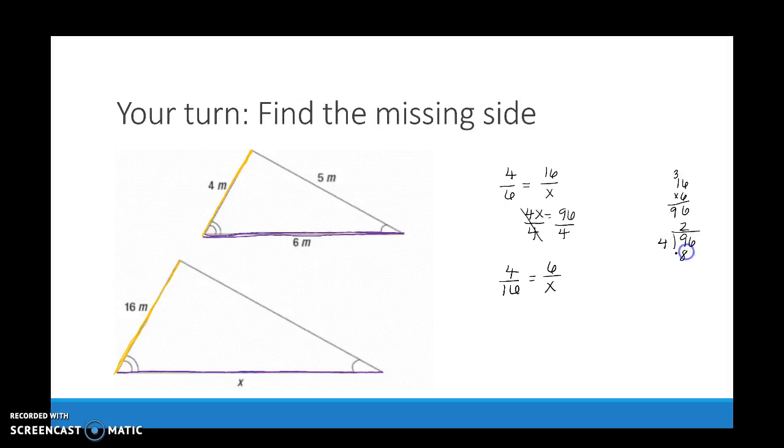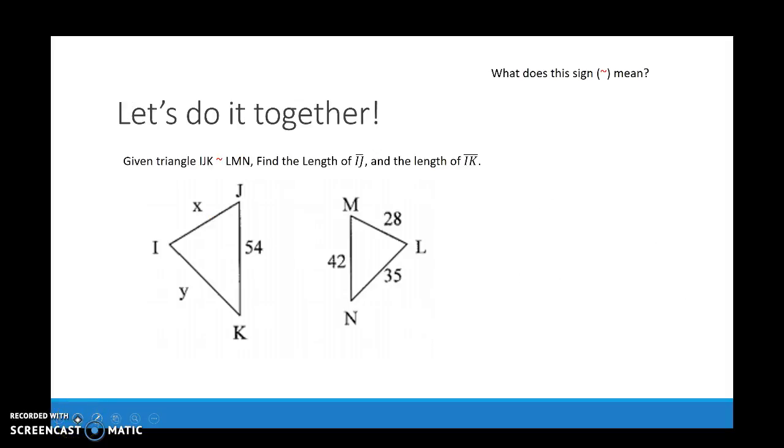2 times 4 is 8. 4 times 4 is 16. So x is equal to 24. Good. All right, so let's look at this one together.